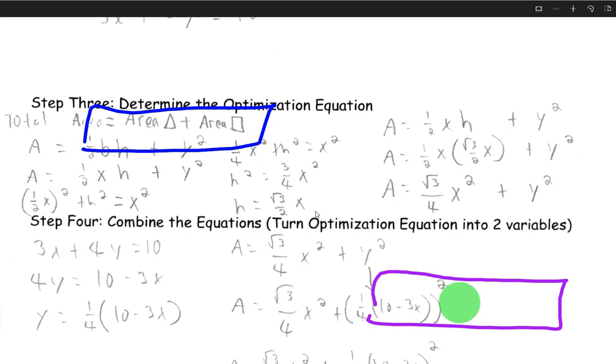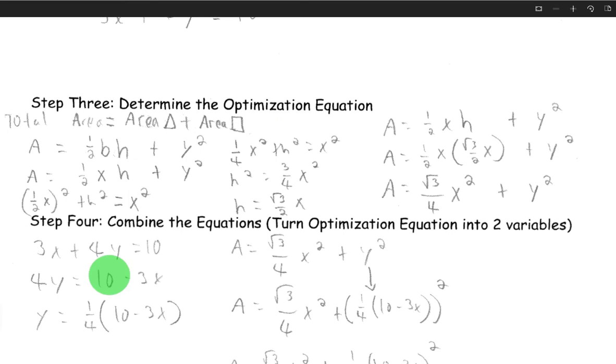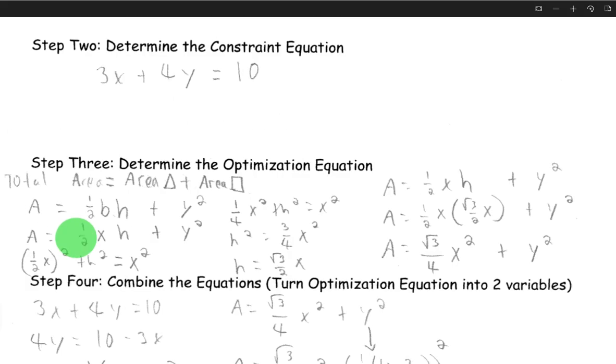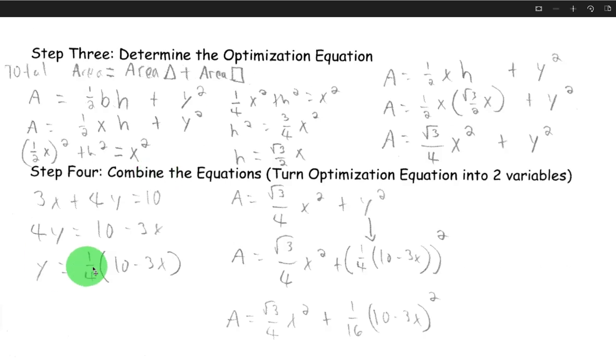For my particular case, I ended up getting y by itself in the constraint equation. So you subtract 3x and divide by 4, and you get y equals 1/4 (10 minus 3x). So I'm going to look at my optimization equation, and since y is equal to 1/4 (10 minus 3x), I will replace it with 1/4 (10 minus 3x). But it's being squared, so I have to apply the square to the 1/4, which becomes 1/16, and then just keep this as a binomial being squared, since I really don't want to multiply all that out.